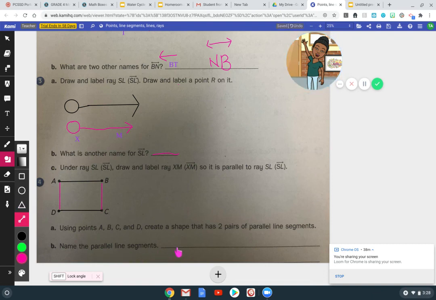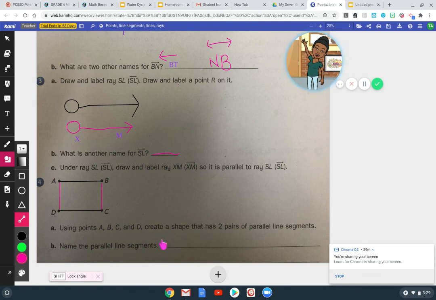Now, name the parallel line segments. How would you write that? Show me what that looks like. On this final line, I want you on your own to name the parallel line segments. What does it look like to name a line? These are the examples that we see. So if I were to name this line XM or MX, that's what it looks like because it's a ray. Now this is a segment. How will that look? You'll put that on this bottom line.